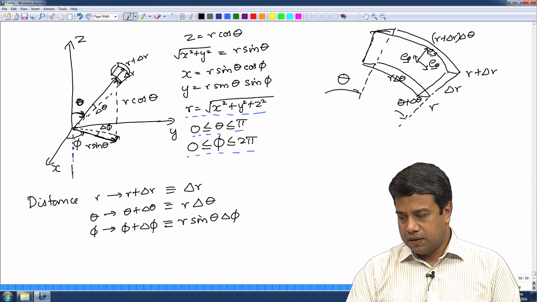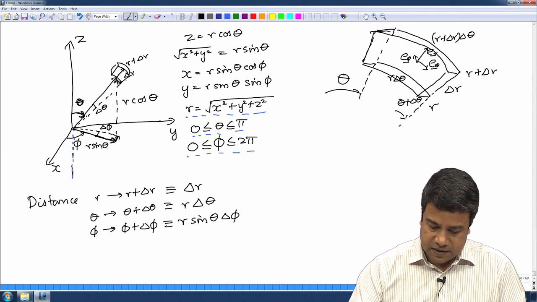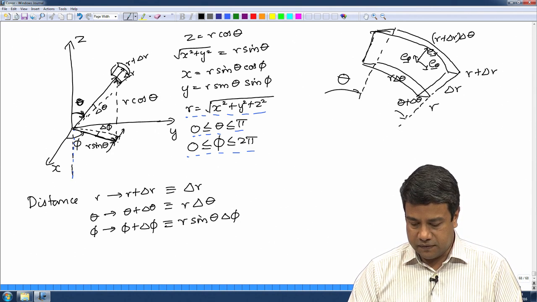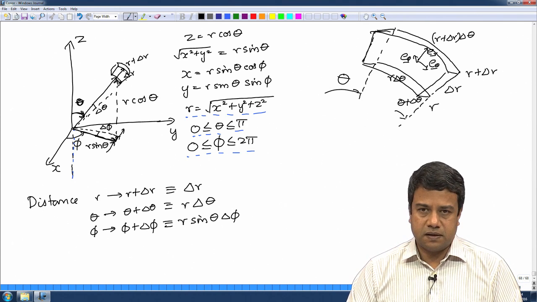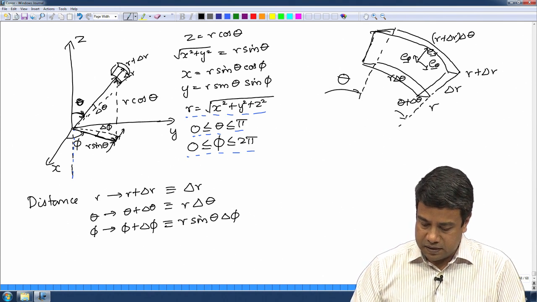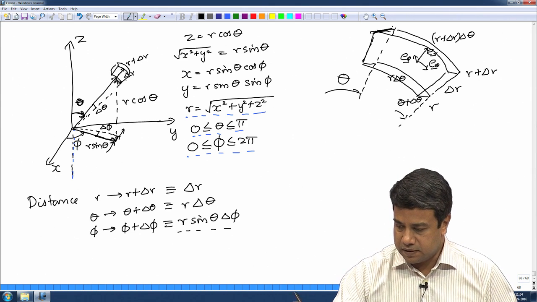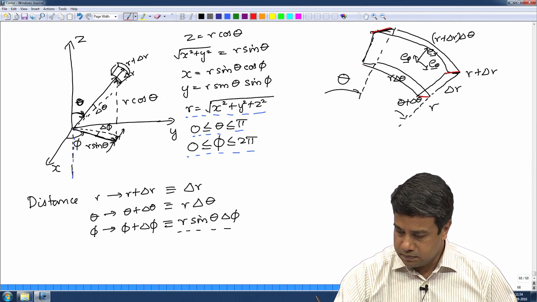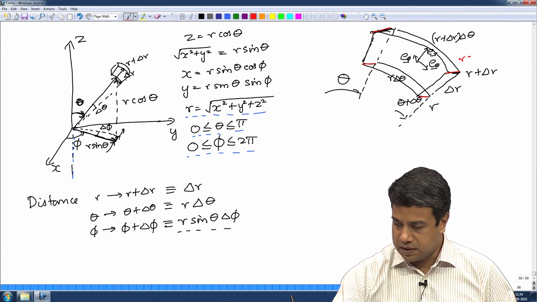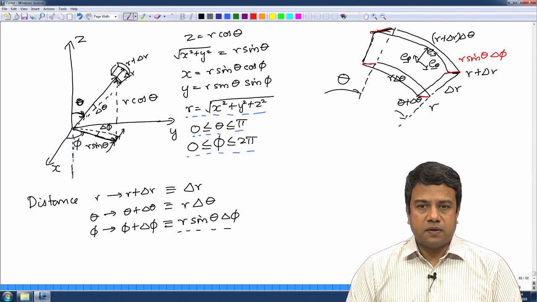And these faces on the sides are at phi and phi plus delta phi. These faces which are perpendicular to these two are at phi and phi plus delta phi. And this distance that you travel in the phi direction is going to be equal to r sin theta times delta phi. That is this distance in the phi direction. So, this is the differential volume that I will construct.